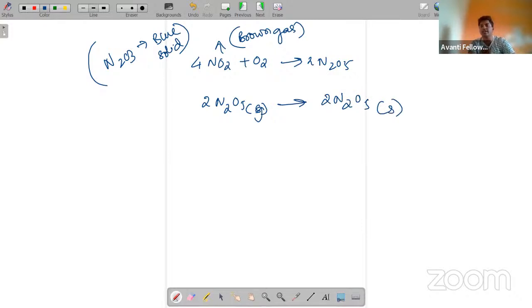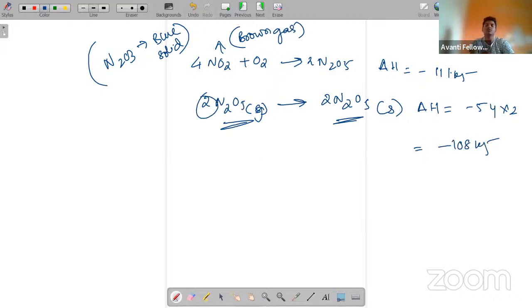So we know that the delta H of this one is already given, that is minus 111 kilojoules. But the conversion for 1 mole they have given. For 1 mole, it is minus 54, but we have 2 here. Just multiply with 2. Then this will become minus 108 kilojoules. Just add both of them. Then delta H final will become minus 111 kilojoules plus minus 108 kilojoules. So then you are going to get minus 219 kilojoules.